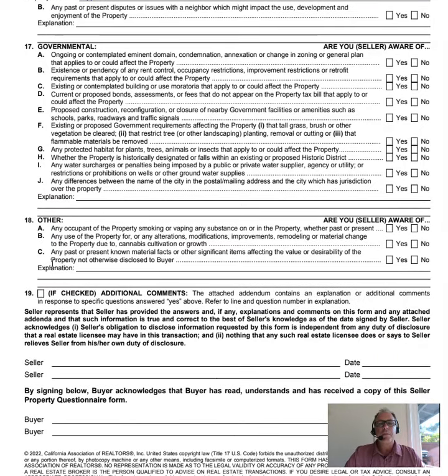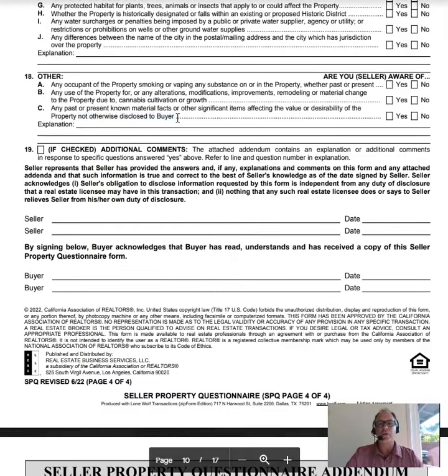And then this is actually a catch-all one here as well. Other, any past or present known material defects or other significant items affecting the value and desirability of the property not otherwise disclosed to the buyer. So, hey, is there anything else that we didn't have questions on? This is where you'd put that, you'd answer that question right here.